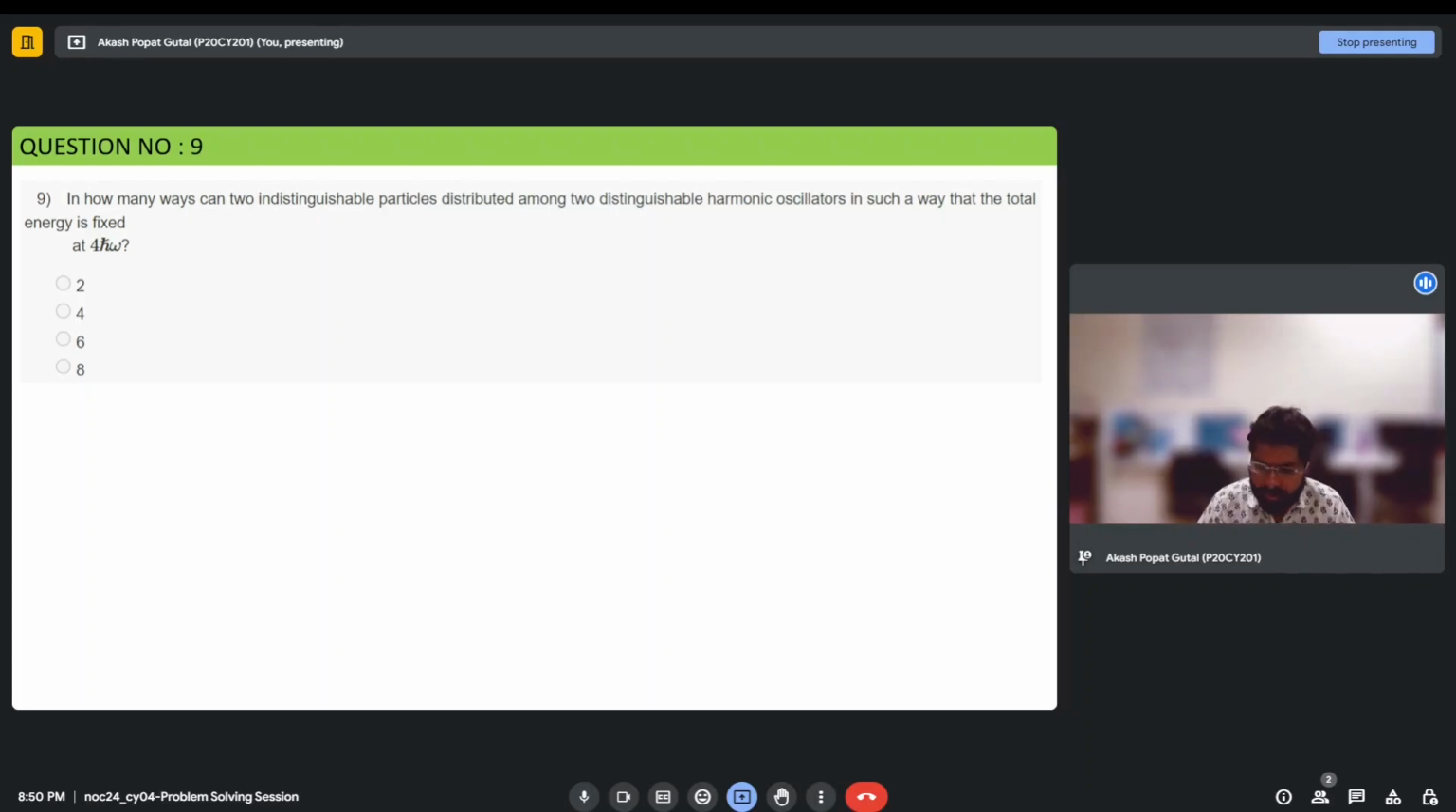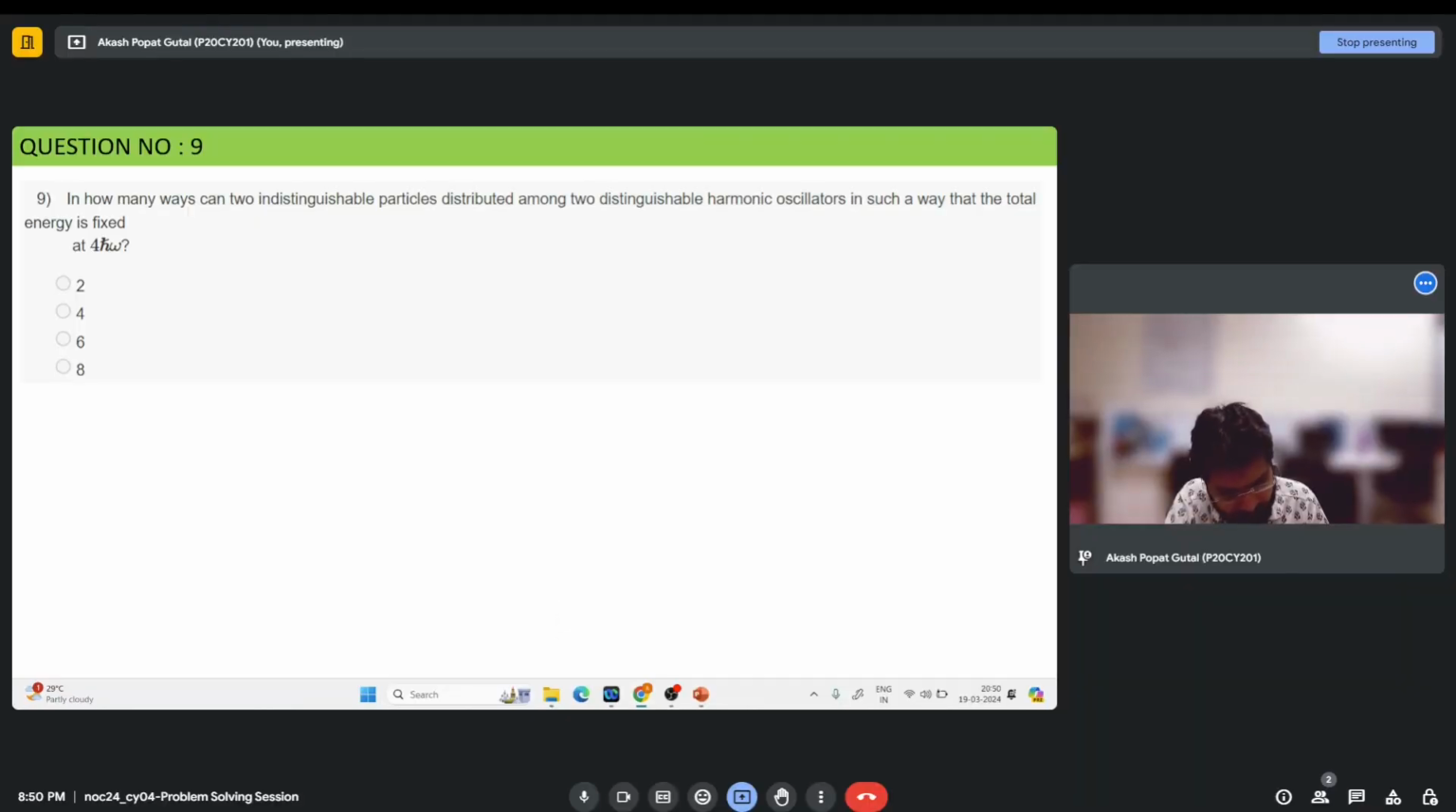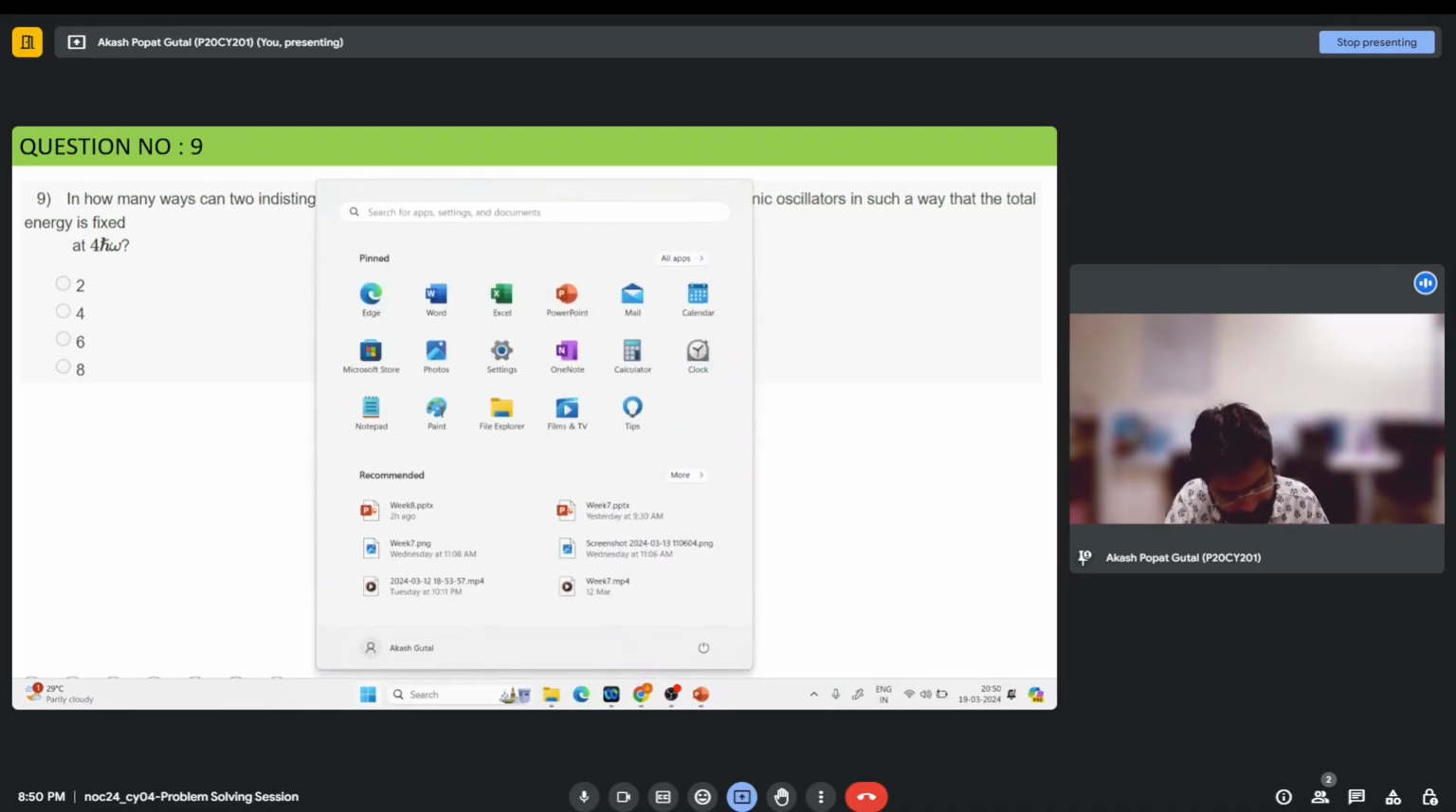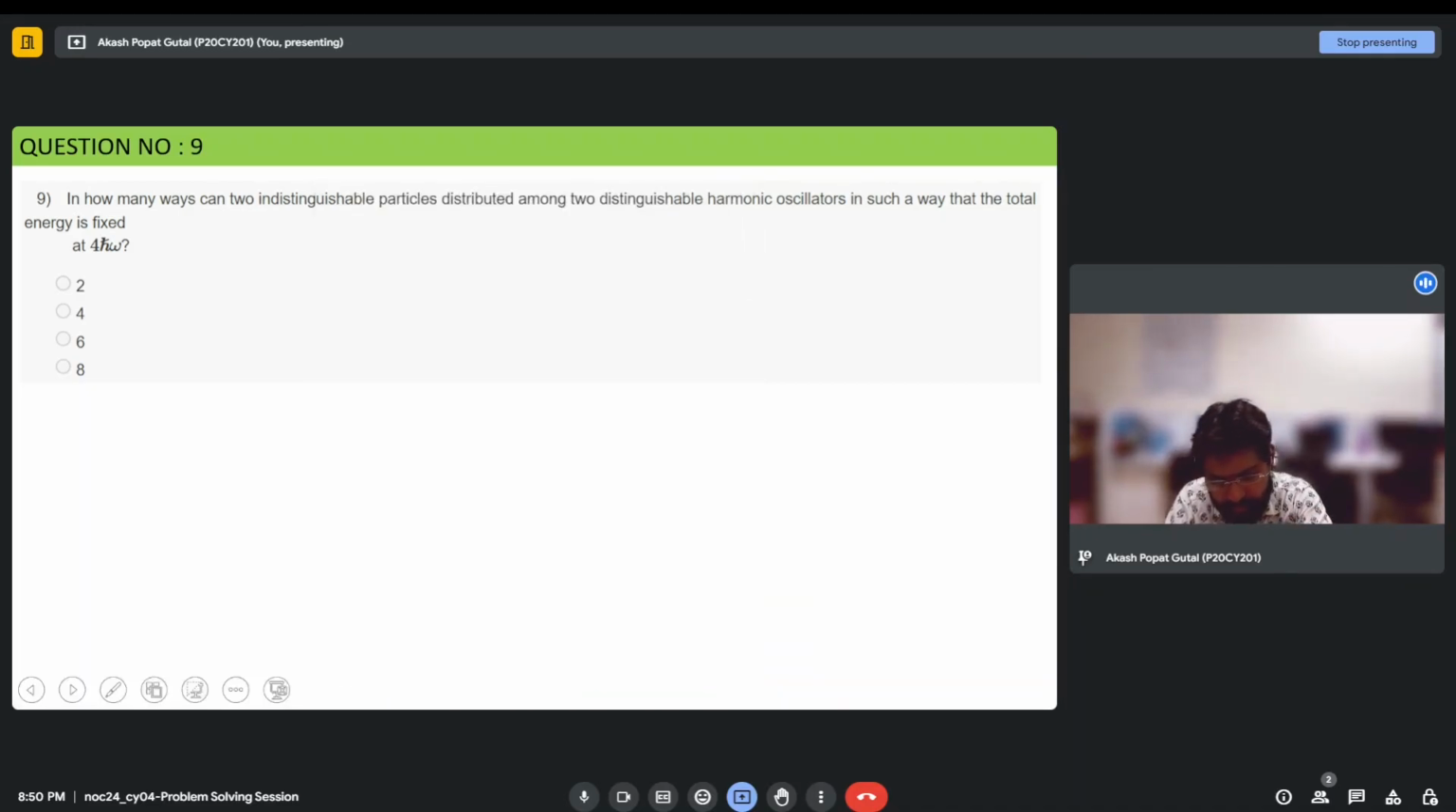So let's solve it because we just left 10 minutes. We are having two indistinguishable particles which are distributed among the two distinguishable harmonic oscillators. There's a harmonic oscillator H1 and H2, and the total energy is fixed at 4ħω.